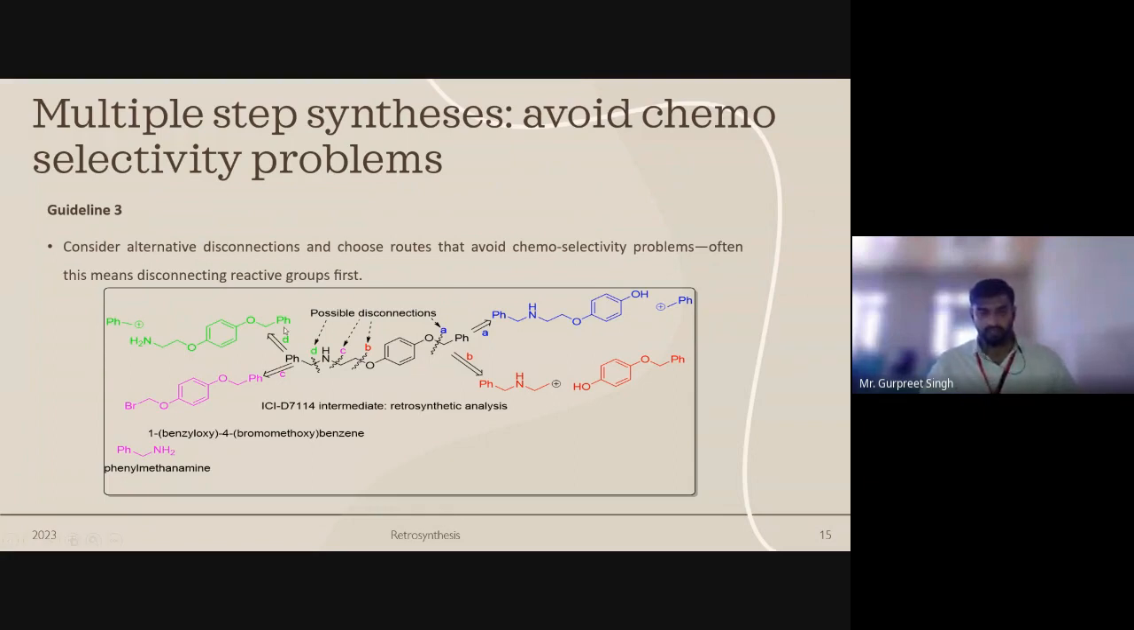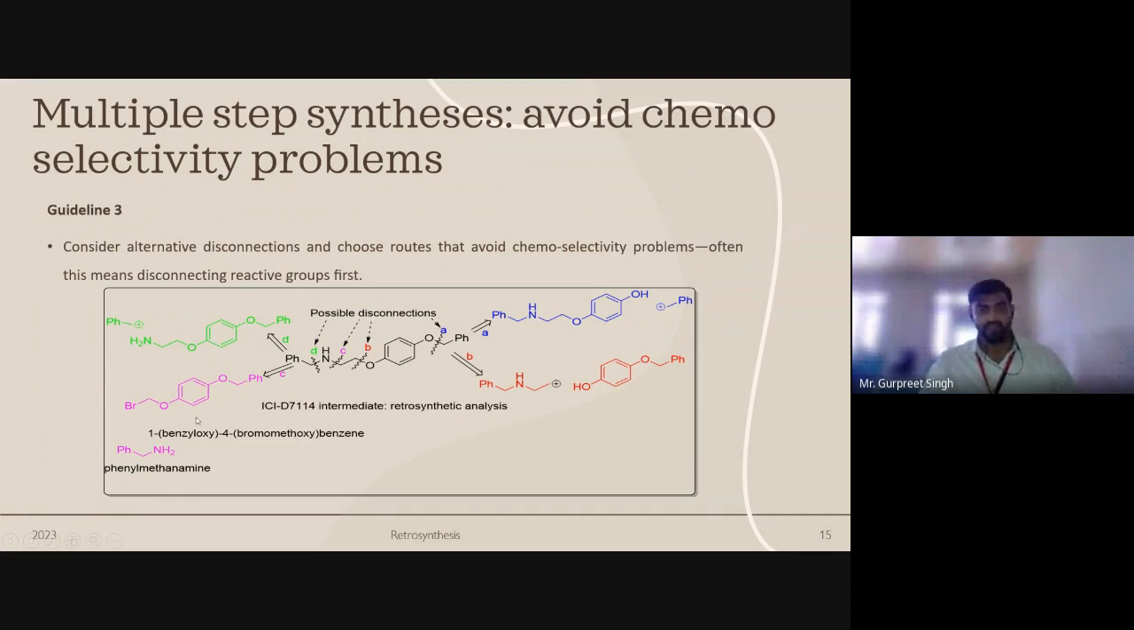If we perform the retrosynthetic analysis of ICD D7114, you can see there are four possible routes: A route, B route, C route, and D route. If you look at A, B, and D, there is generation of a cation which is not easy to synthesize or which is not stable during the reaction. But if you follow the C pathway, you can see the formation of two molecules: phenylmethanamine, and one benzoyloxy, 4-bromomethoxy benzene. So we go with the C pathway.